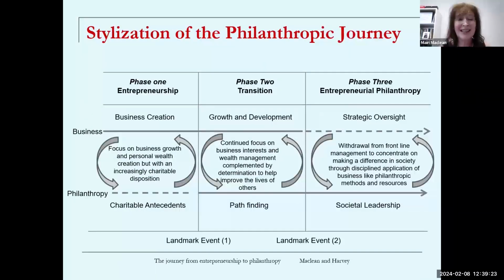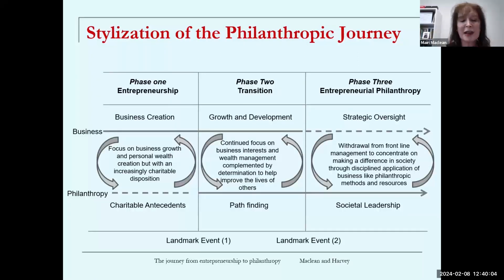So this is our stylization of the philanthropic journey, where you can see phase 1 is very much entrepreneurial oriented, business creation. Phase 2, there's a transition going on. There's a continued focus on the business and wealth management, but complemented by determination to help improve the lives of others. And then moving into phase 3, when they kind of withdraw from frontline business activities to focus much more on their philanthropy. And obviously this can be chronological. You can imagine that somebody might, as they get older, move through these phases.